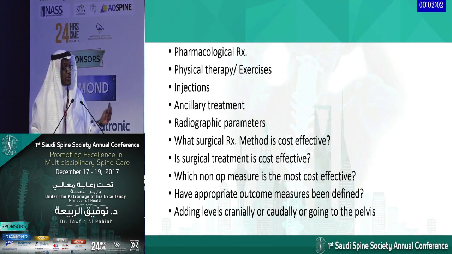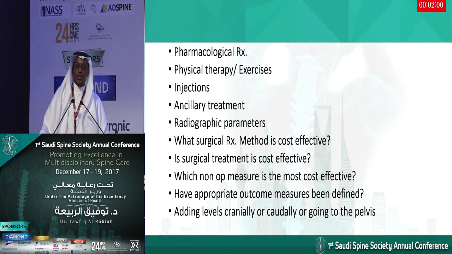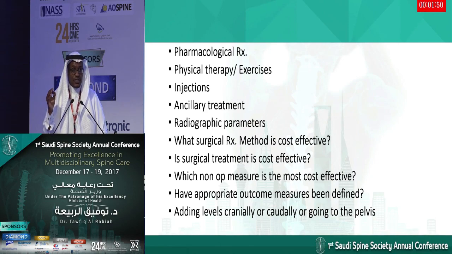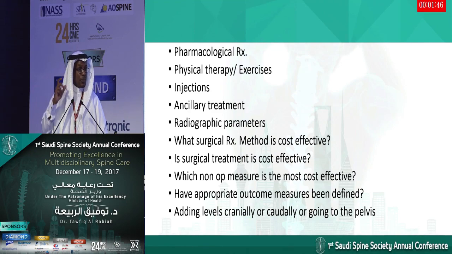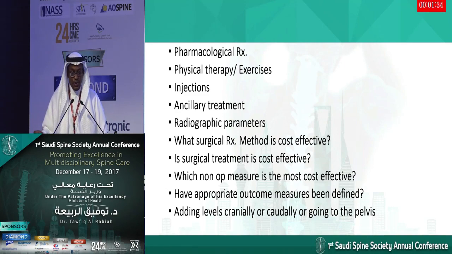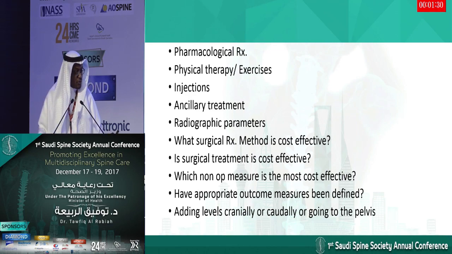Okay, how about the different pharmacological treatment? What sort of medication you want to give to those patients? What sort of physical therapy protocol you want to do? What type of exercises? If you want to use selective injections, is there evidence for these? Ancillary treatment, radiographic parameters, the mobility of the slip, the pelvic parameters I mentioned. What surgical method is cost effective? Is surgical treatment cost effective? What sort of non-operative measures is the most cost effective? Have appropriate outcome measures been defined in this systematic review?